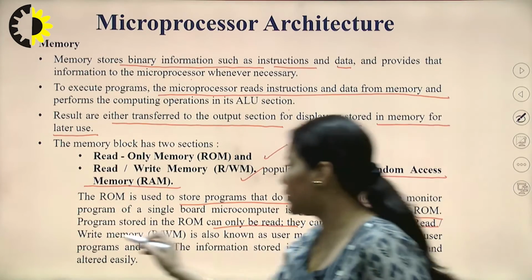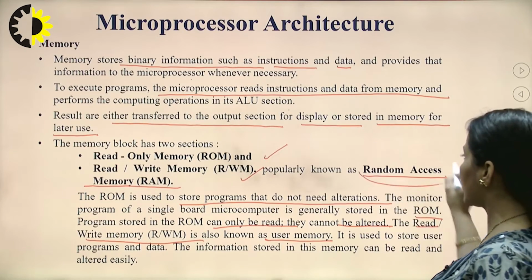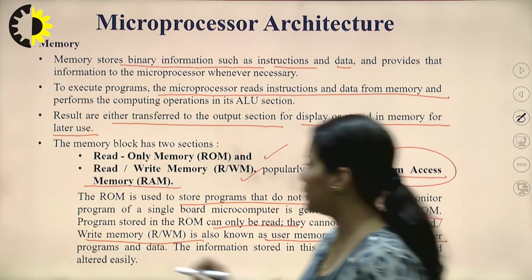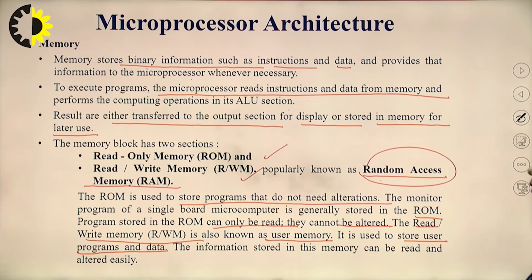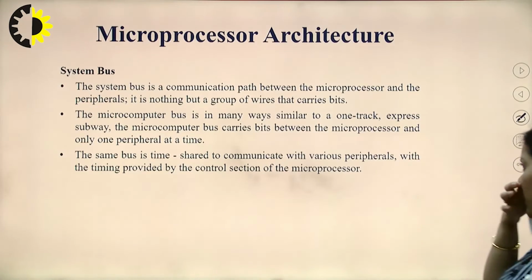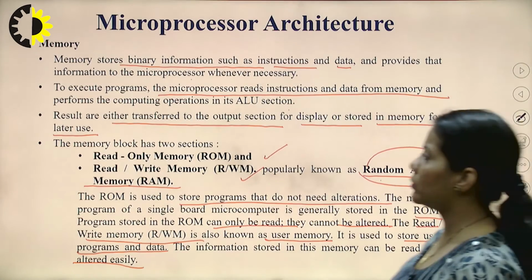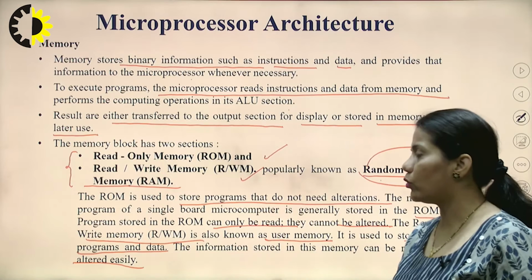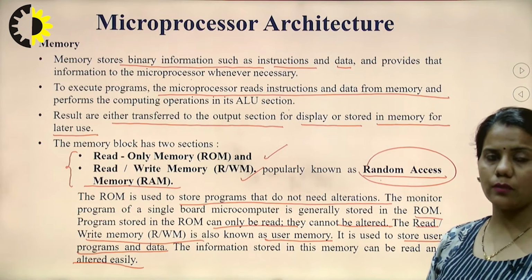The read and write memory, also known as the user memory or the random access memory, is used to store the user programs and data. The information stored in this memory can be read and altered easily. So this was all about the memory. We have to remember that memory is broadly divided into two, ROM and RAM. That is, ROM is read-only memory and RAM is random access memory.